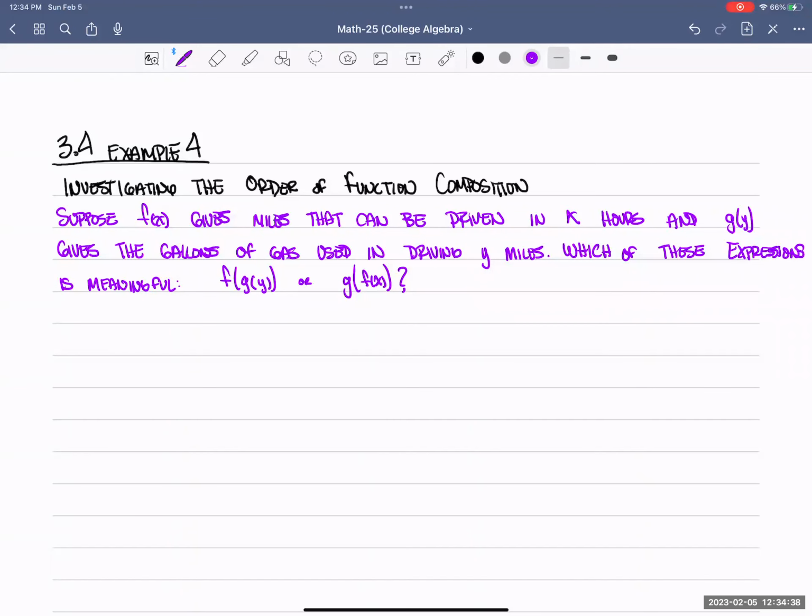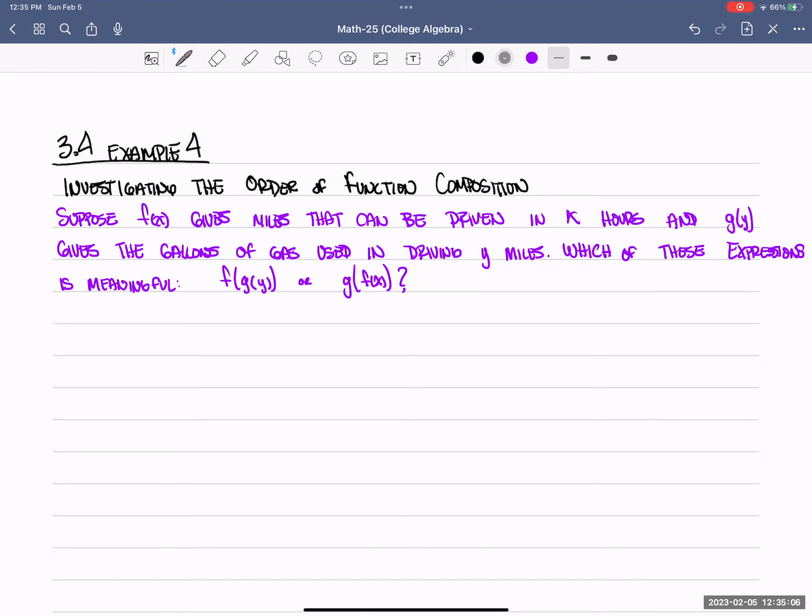Section 3.4, example 4, investigating the order of function compositions. Suppose f of x gives the miles that can be driven in x hours, and g of y gives the gallons of gas used in driving y miles. Which of these expressions is meaningful: f of g of y, or g of f of x? Let's take a look at input versus output.